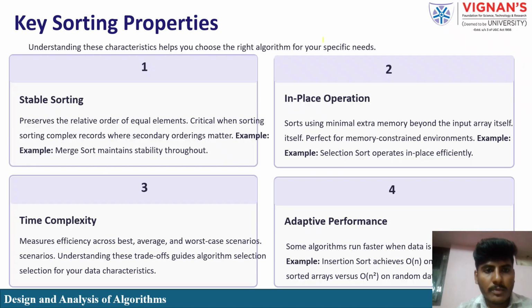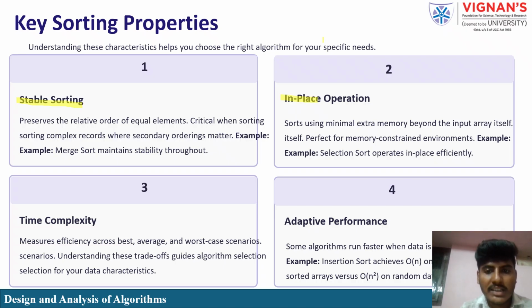Key sorting properties. If we understand these characteristics, we can choose the better sorting technique for the given problem statement. The first one is stable sorting. When we want to maintain the relative order of equal elements, which is important when sorting records with multiple fields, we can go with merge sort. Here the merge sort is stable.